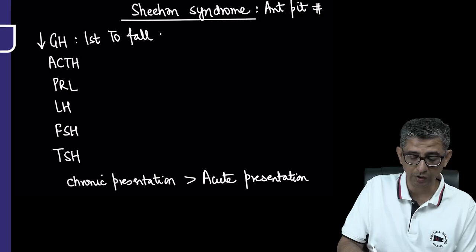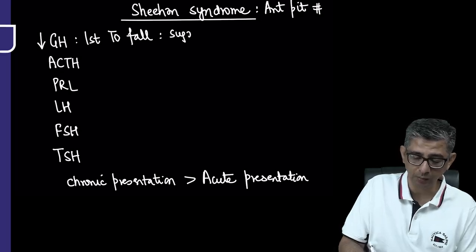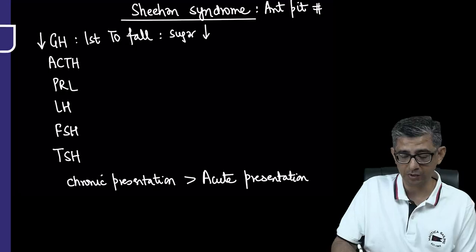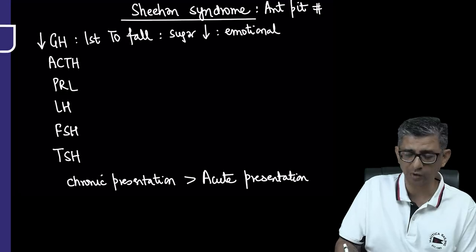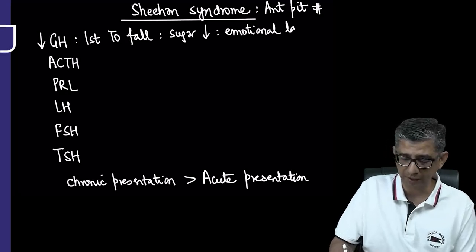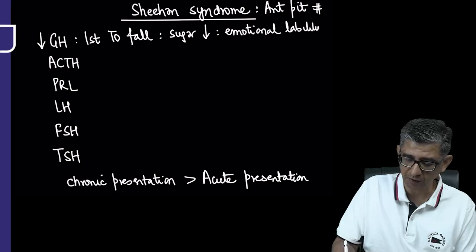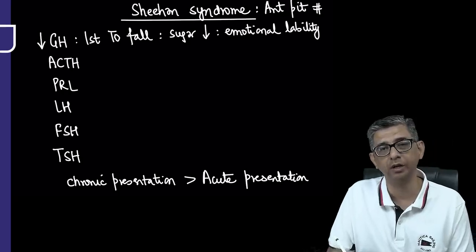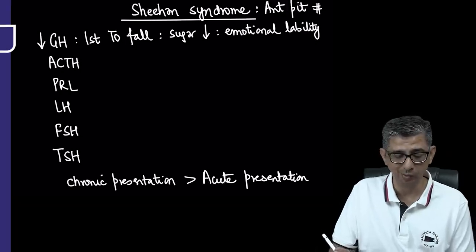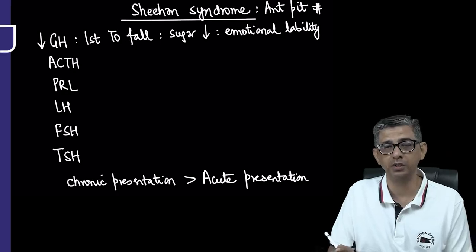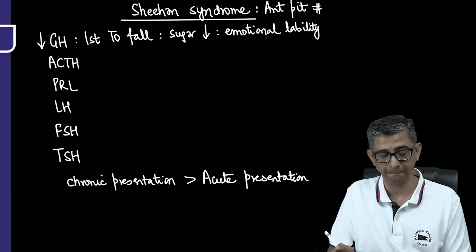And what would this cause clinically? This would cause hypoglycemia. And because of this, the person would have mood swings or emotional lability. Most of the time, this would not be identified, because if a lady is having tearfulness, mood swings or emotional lability after delivery, you might think that she's suffering from postpartum blues. So most of the time, the growth hormone deficiency is not identified initially.